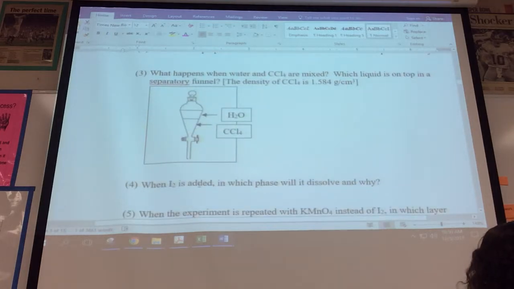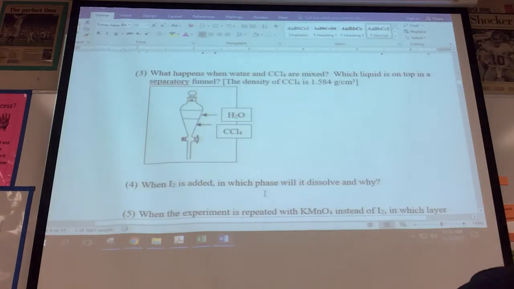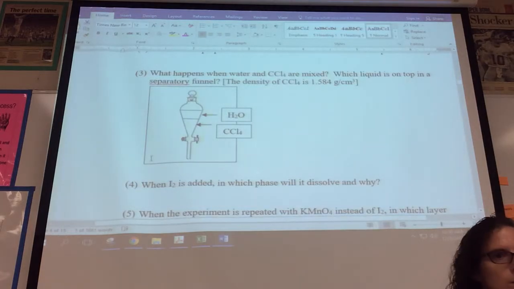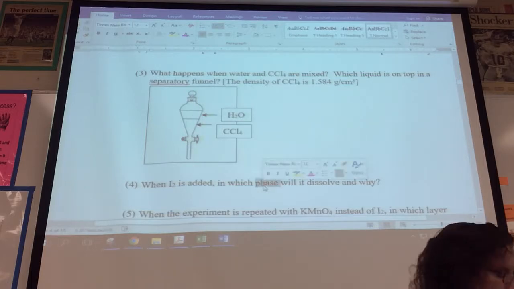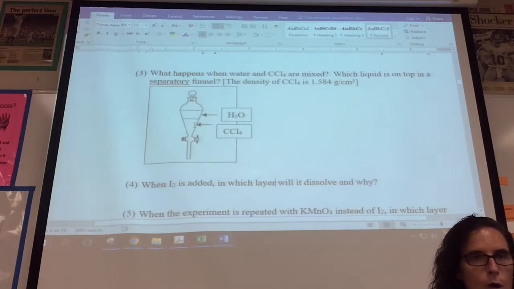When iodine is added, in which phase will it dissolve and why? It's going to dissolve in this phase or this phase? Carbon tetrachloride. It's going to dissolve in this one because they're both nonpolar covalent, and the only force that can form between them is LDFs.